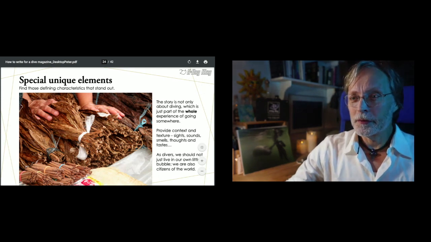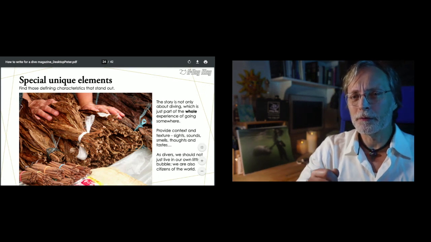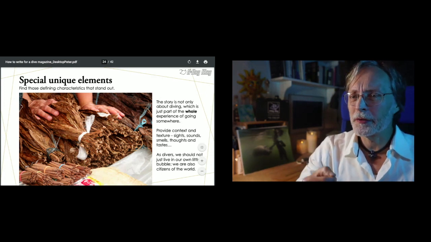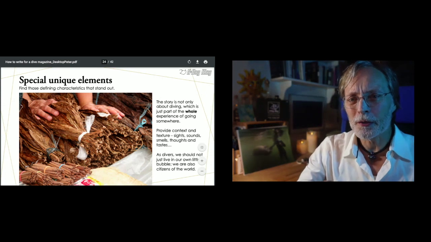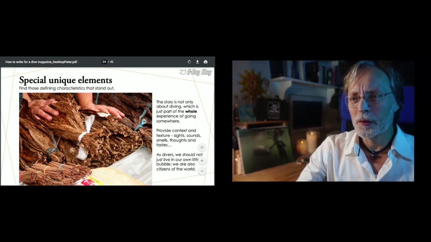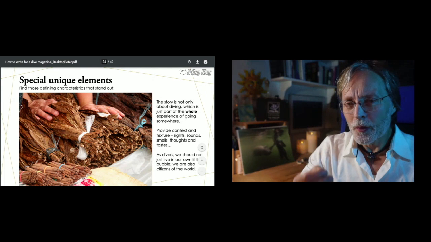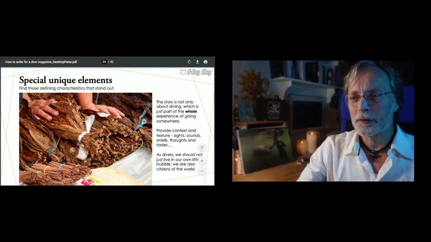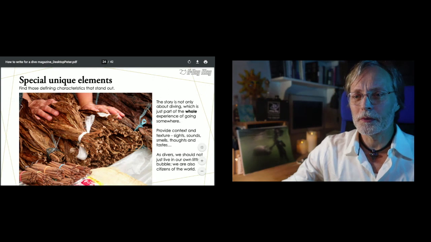As divers, we shouldn't just live in our little bubble. We are also citizens of the world. And again, in including all these bits and pieces, I constantly have my audience's frame of mind under consideration. And that is why I also describe smell and sounds and what goes through my mind, because you can't show that in the picture. Because all senses form part of the experience.